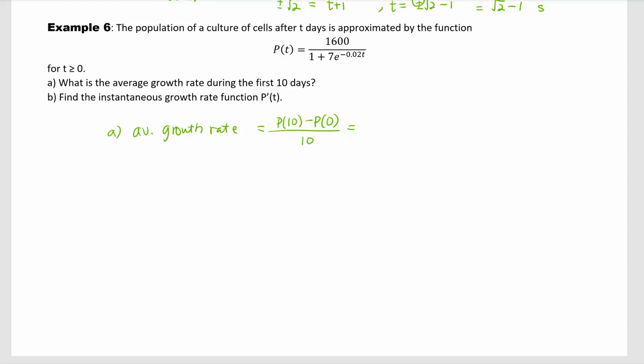What is p of 10? We plug t equals 10 into our expression. So 1 plus 7e to the minus 0.02 times 10, which is just 0.2. What is p of 0? If t is 0, e to the 0 is 1.